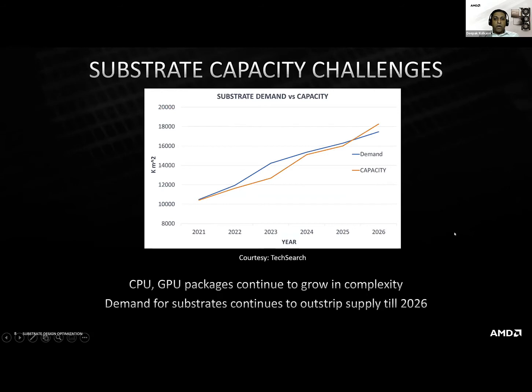Here's a slide on what all of this has meant in terms of the substrate demand. And this is some of the work that has been published by Jan and the TechSearch team. What this essentially shows is that when it comes to substrates, we are seeing a significant demand. And in many years, we have seen the capacity outstripped by the amount of demand we have. And we expect this to continue through the 2023 timeframe as well as 2024.